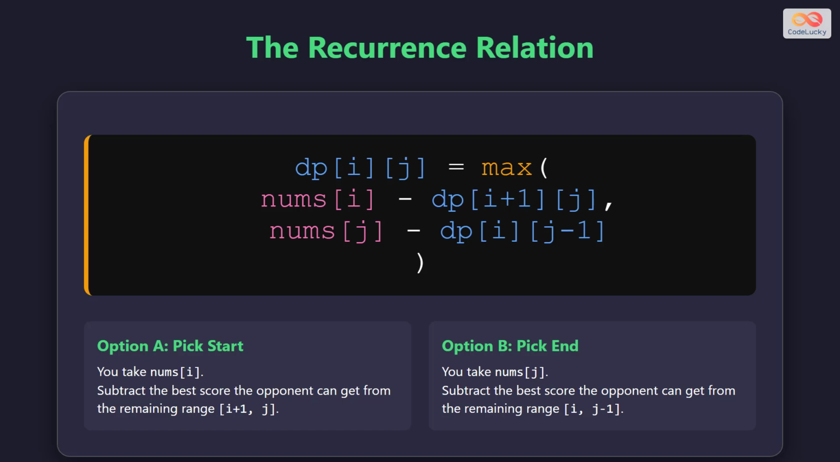Here is the math. We define a DP table where dp[i][j] represents the maximum score difference the current player can achieve from the subarray i to j. To calculate this state, we compare picking the start versus picking the end. Crucially, because it is the opponent's turn next, we subtract the result of the next state. This subtraction logic naturally handles the switching turns.